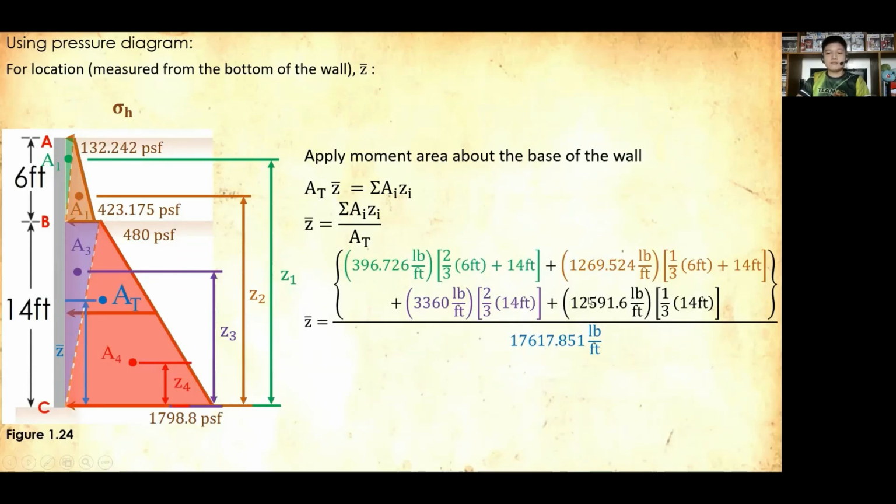Then plus, for our last, we have the red triangle, the 12,591.6 pounds per foot. Multiply that with the lever arm, which is 1/3 of the height, 14 feet. So divided by the total, that is 17,617.851 pounds per foot. The value therefore of our Z bar is 6.674 feet.